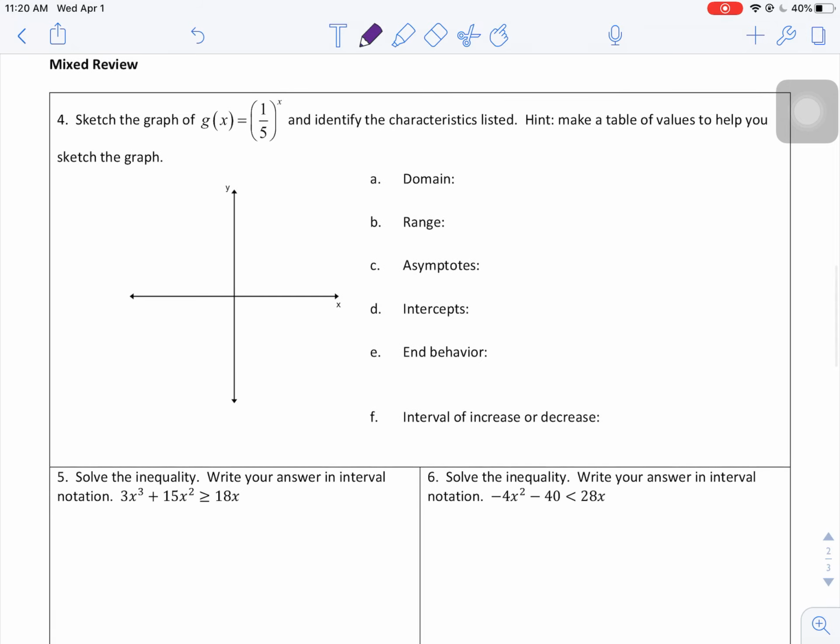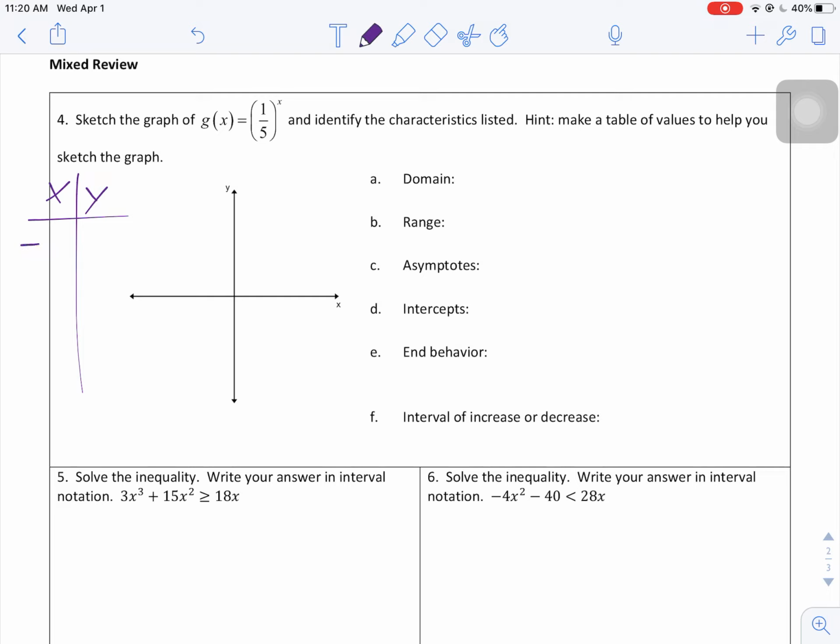So the rest of the worksheet is mixed review. All of these questions, or problems similar to all of these questions, are on the summative. So with number 4, I highly recommend we make a table of values to help us make this sketch fairly accurate. So off to the right here, I'm just going to do a little table of values. And actually, let's put it off to the left. That way we don't run out of space when we're writing our domain and range and all those key features.